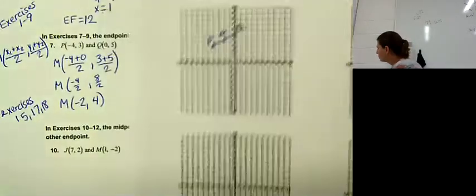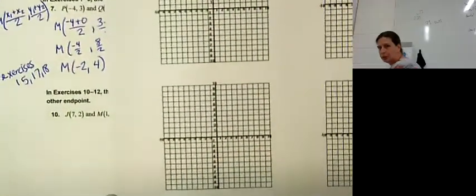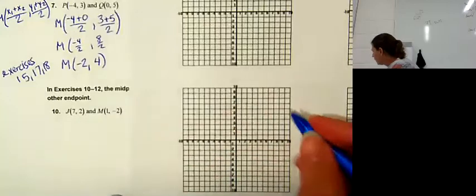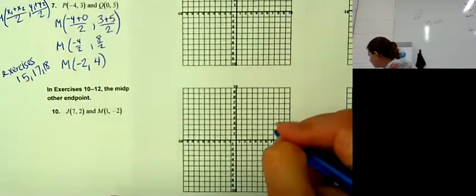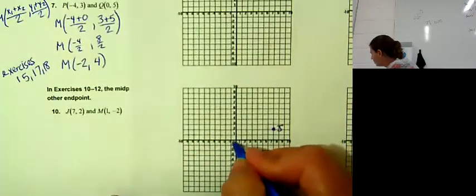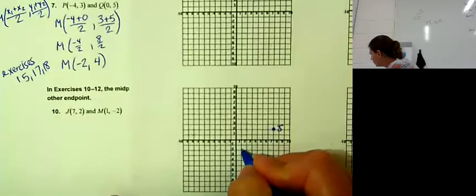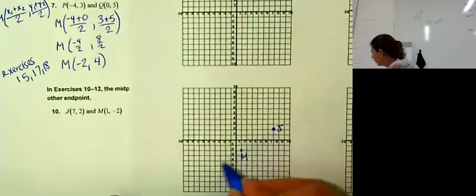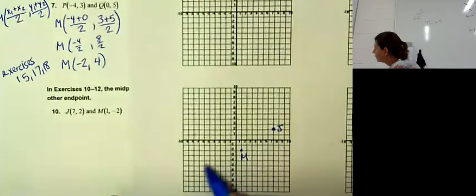So on this first one here, again, I'm going to graph it so you can kind of see what it looks like. So on this one, they're giving us the endpoint of J, and it is at 7, 2. And my midpoint, so halfway to the other point, is at 1, -2. So I need to figure out where my other endpoint would be. So we know it's going to be down here somewhere, but where exactly is it?